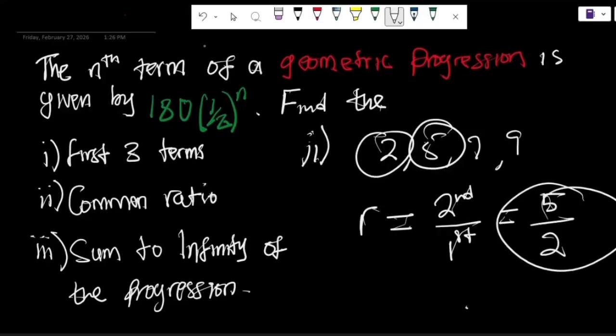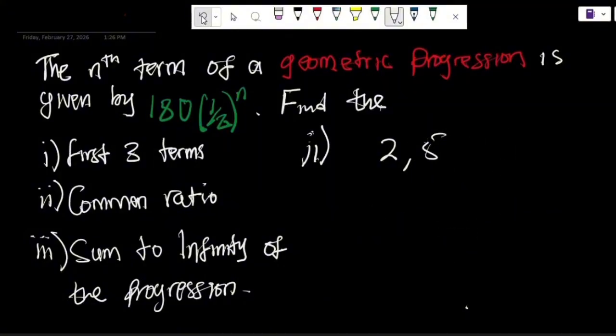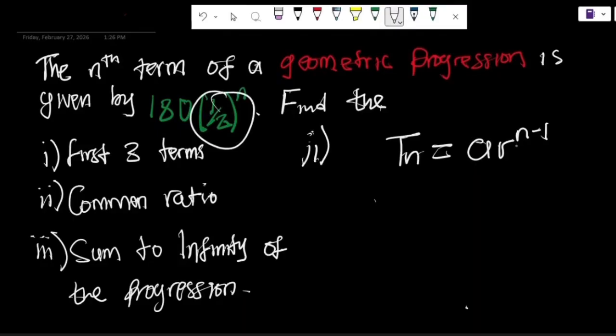So let's go ahead and find the common ratio for this particular progression. Notice that we have the nth term already. When you look at the formula for the nth term of a geometric progression, it is a r^(n-1). So it's very easy to get the common ratio, because you can even get it directly from here, because this is the same as this. However, let's just use the formula to get the answer for this particular problem.